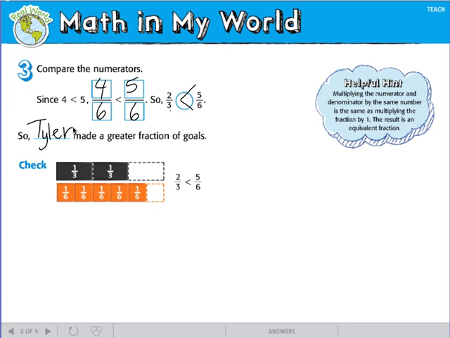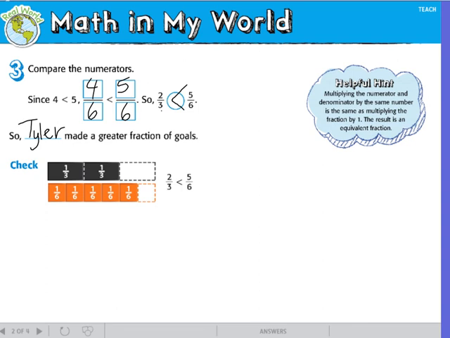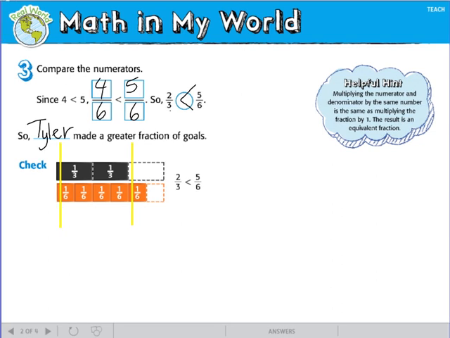Okay, check it. They want you to check using models. So you can see, according to my models, if I can get these to line up right, there's a line going right there. There's my line going right there, which means 2/3 is less than 5/6. Okay?